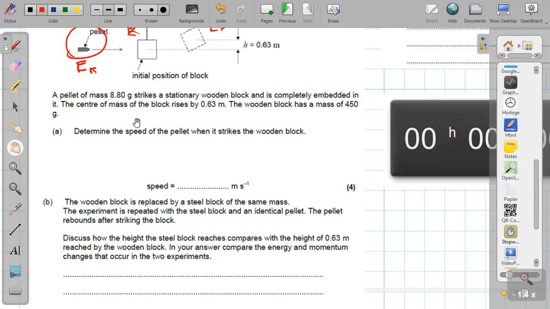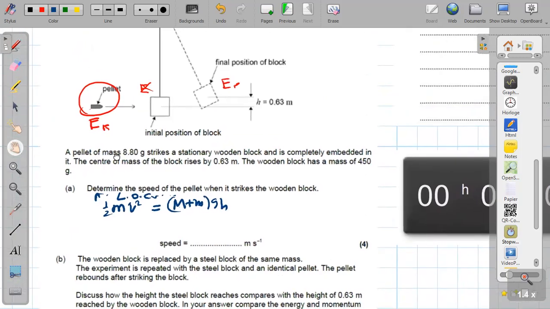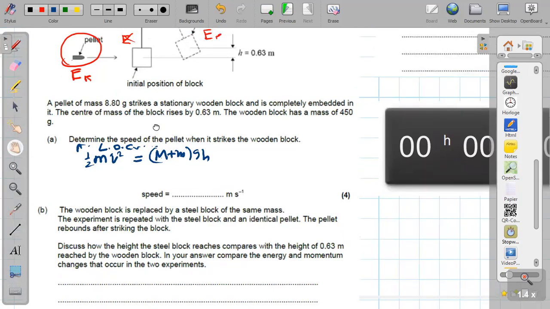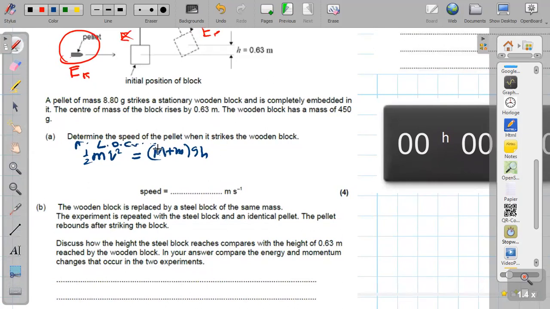The wooden block has a mass of 450. Then the speed of the pellet to strike the wooden block, according to the law of conservation of energy, half mv square is equal to (m plus M) gh. I wrote mgh equals half mv squared. What about this mass? This mass also is stuck in that.